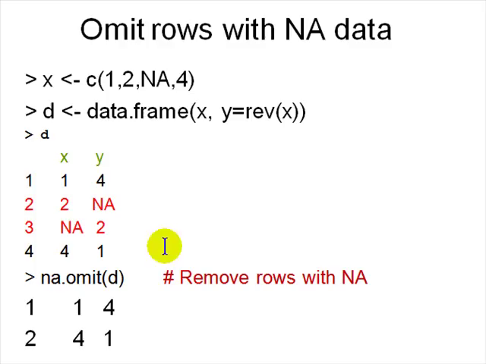And then in a data frame, say X is 1, 2, not available, 4. And then you make a data frame out of it with Y as the reverse of X. So this is Y with the reverse of X. But then this NA, suppose you want to remove them, you just say na.omit on data frame D, and you get this row and the last row, and these two, the red ones, got removed.